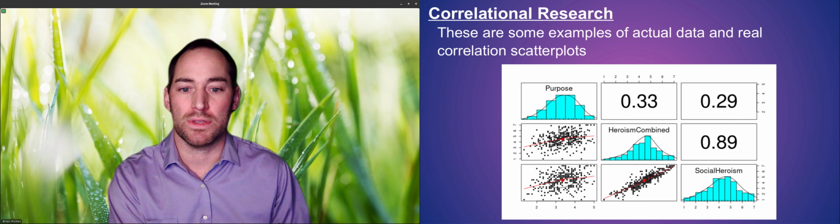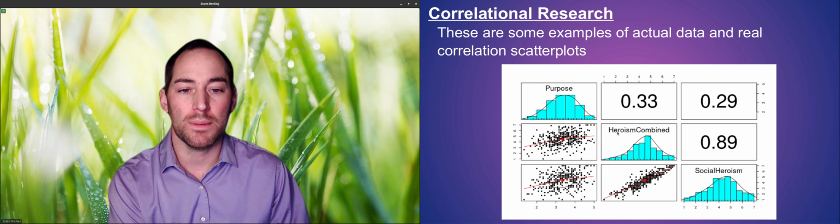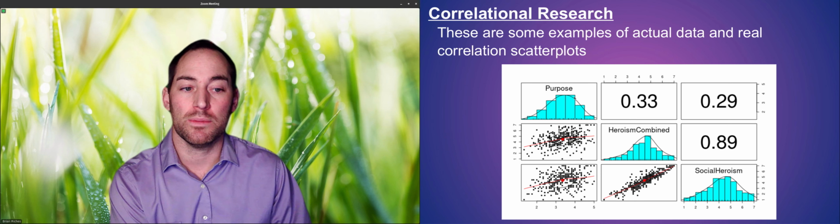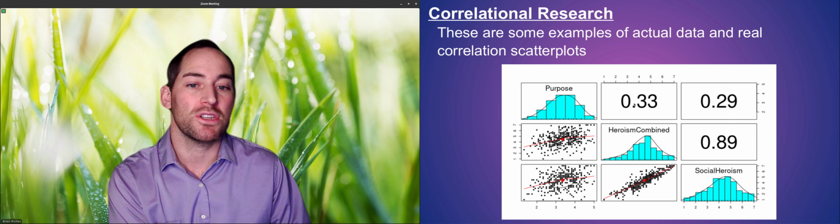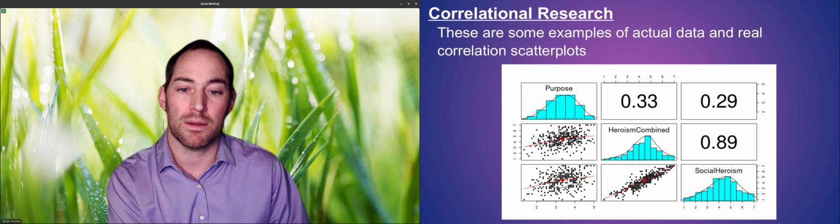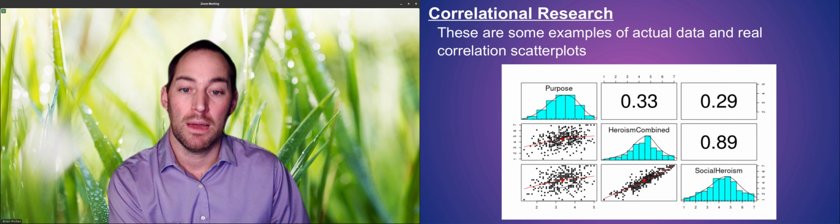This is the actual data from actual people, but we can also look at heroism correlated to purpose. So heroism, the full scale, correlated to purpose in life. It did find a moderate positive correlation, an R of 0.33. So this isn't super strong, and you can see the computer did find a line of best fit, but it's not nearly as clear as this one, right?